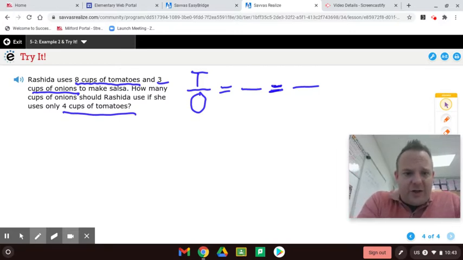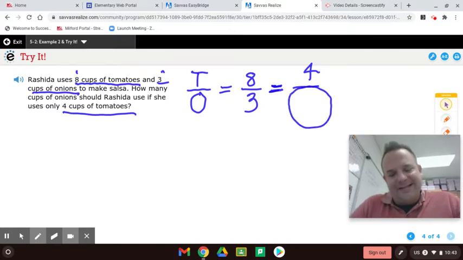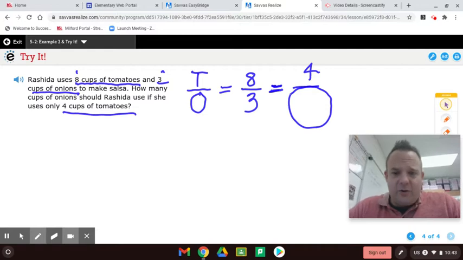So we put the known ratio in, which is 8 to 3. 8 cups of tomatoes to 3 cups of onions. And then you're going to be given 4 cups of tomatoes, which goes with how many onions? So 4 here. And then this is what you'll need to find right here. That's the missing one to answer the question.